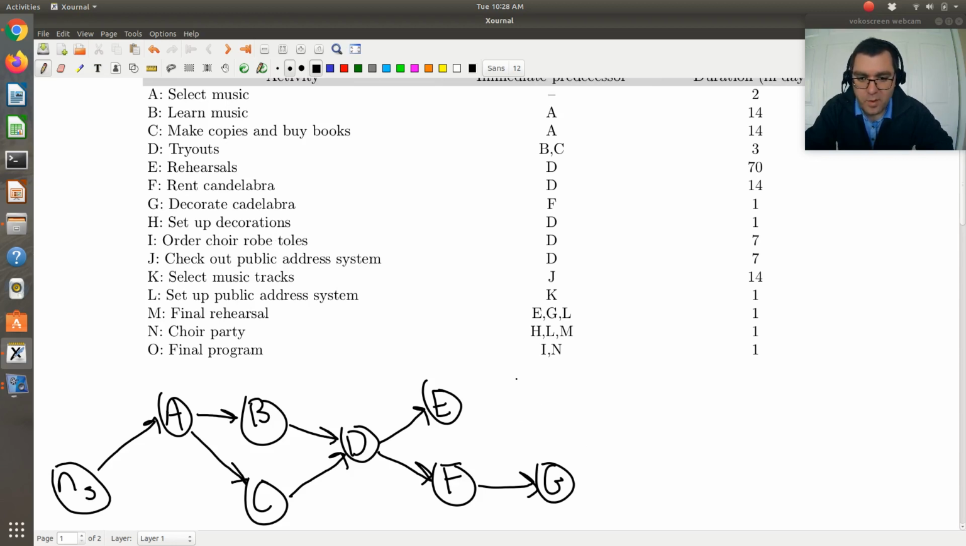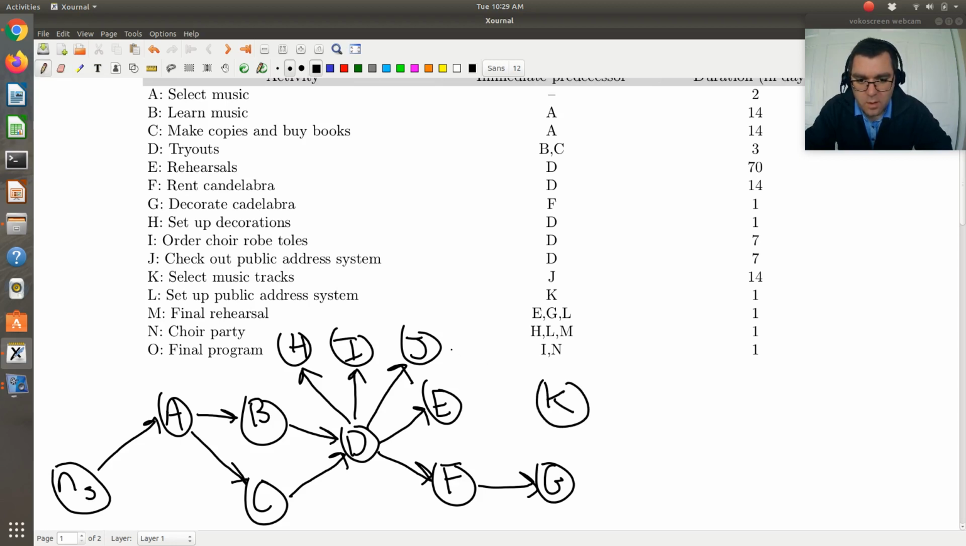So where do I put them? I guess it doesn't really matter. Let me put them here: H, I, and J. H, I, and J are all just going to have precedences of D. Then let's do K and L. I'm going to do K over here. K has a precedence of J. L has a precedence of K.